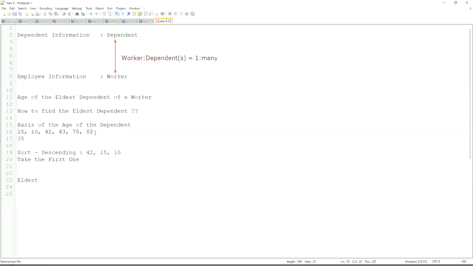So first thing that we are going to do is find out the eldest dependent. So we will sort the dependents based on the age. Right. And then we will see what is the criteria on the basis of which we are choosing. But first thing is you realize that we are going to store the new calculated field in which business object, worker or dependent.